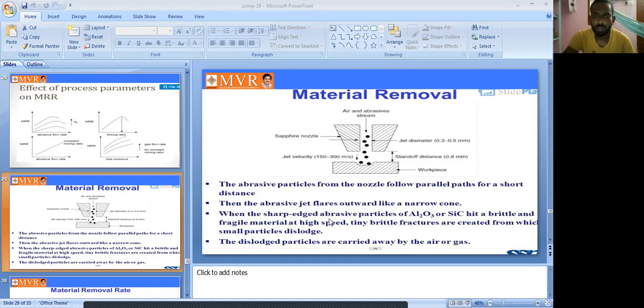Next, when the sharp-edged abrasive particles of Al2O3 or SiC hit a brittle and fragile material at high speed, small brittle fractures are created from which small particles are dislodged.